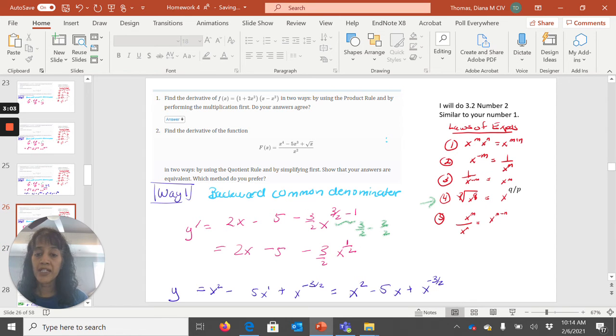y prime is 2x. That's the power rule applied to this first term. Minus 5. x to the 0, but that's really just minus 5. And then minus 3/2 comes out to the front, and I knock the minus 3/2 down by 1. Now when I have minus 3/2 minus 2/2, that's really x to the minus 5/2.